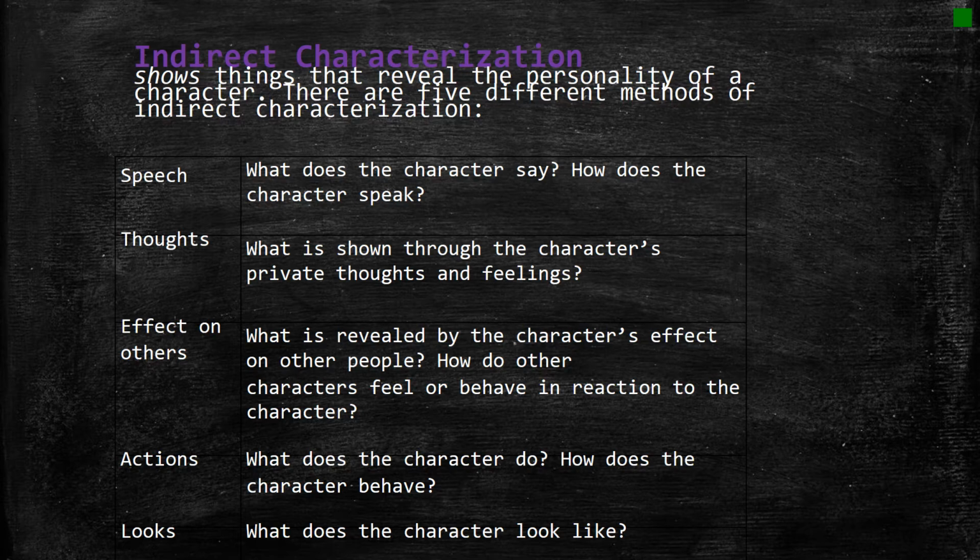3, the effect on others. What is revealed by the character's effect on other people? How do other characters feel or behave in reaction to the character? 4, actions. What does the character do? How does the character behave? And finally, looks. What does the character look like? Give a description of what this character looked like. We have to use lots of adjectives when we're giving description, so think about that.